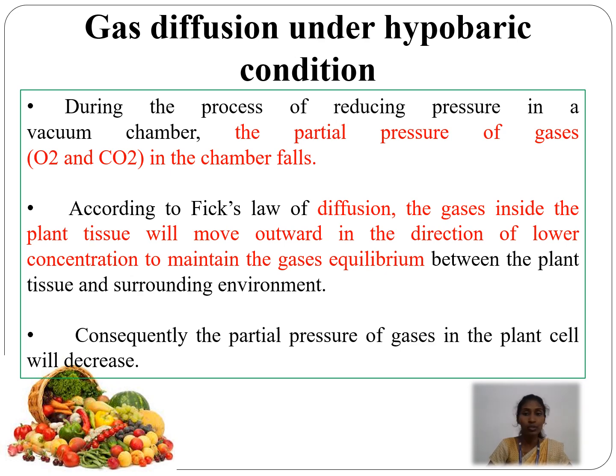So Fick's law of diffusion says that the gases inside the plant tissue will move outward in the direction of a lower concentration to maintain the gas equilibrium. So when we are evacuating the air in the atmospheric conditions, the air which is present in the food product will come out, I mean from the higher portion to the lower portion, that is from the fruits to the atmosphere. So again we can reduce the air in the atmosphere, so it will be maintained at hypobaric conditions. So consequently the partial pressure of the gases in the plant cell will also decrease.